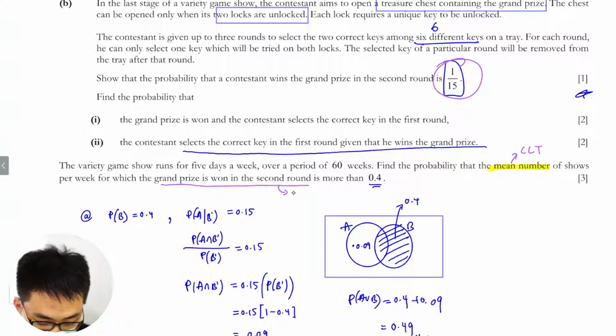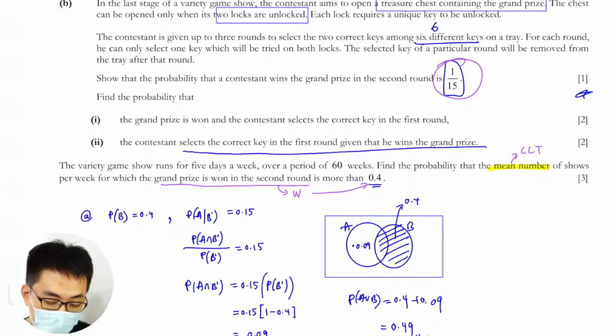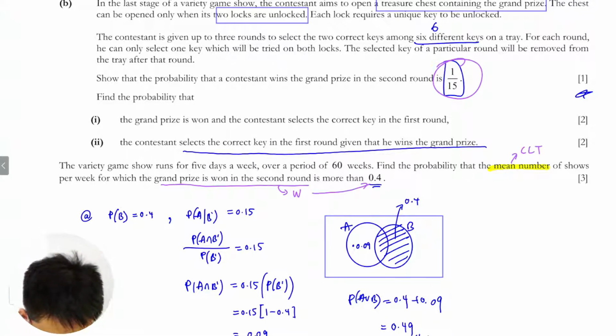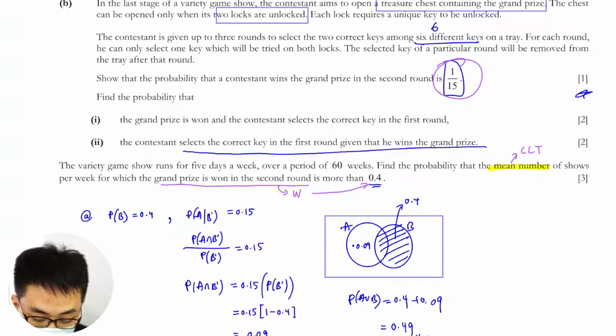Let this event be W, win second round. So the probability of winning the second round is 1 over 15. Now we want to find the probability that the mean number of shows per week for which the grand prize is won in the second round is more than 0.4.